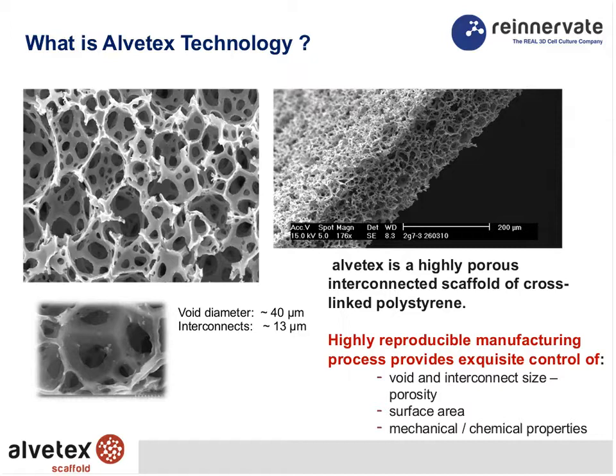The Alvetex structure consists of voids, which are the larger circular structures which you can observe on the micrograph images in front of you. Each void is approximately 40 micrometers in diameter. The voids are connected to one another by interconnects or pores, which are approximately 13 micrometers in diameter. The monolithic material produced can be engineered into membranes and sheets which are 200 micrometers thick, as shown in the top right-hand image.